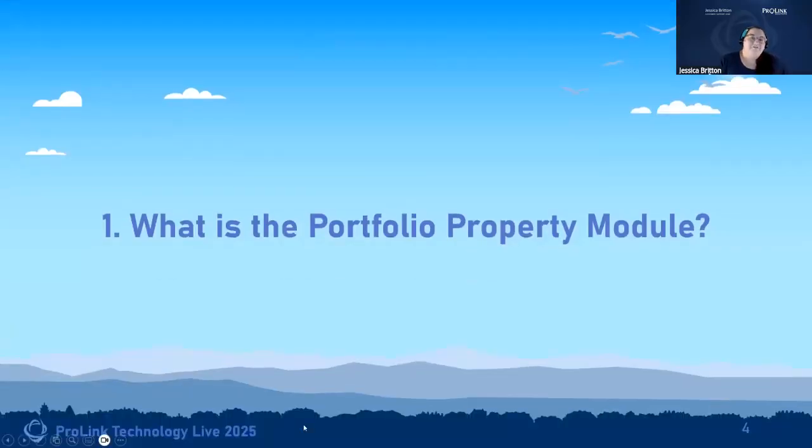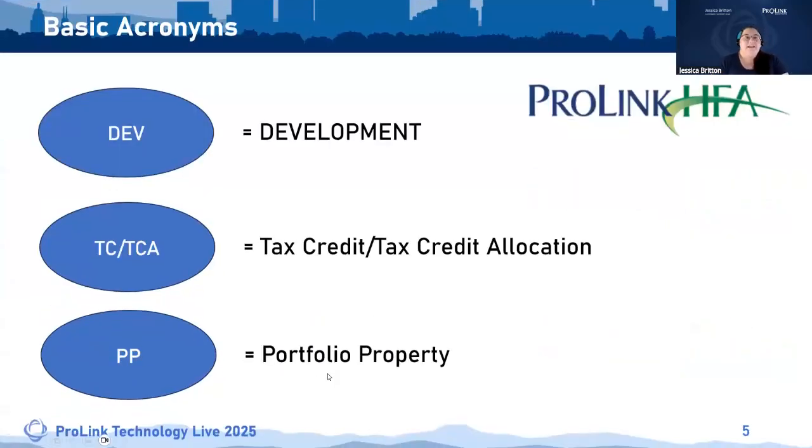So first off, what is the portfolio property module? To begin, I want to give some basic acronyms that will be utilized, in case you're new to housing. DEV would be development, TC or TCA would be tax credit or tax credit allocation. And if you see PP, that stands for portfolio property.